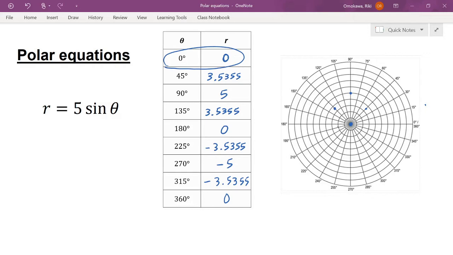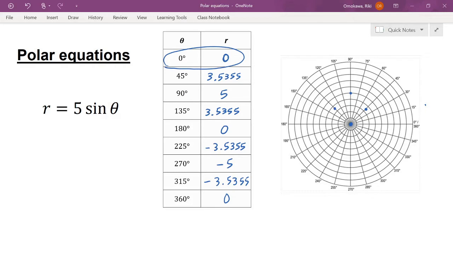So for example, 225 is here, but then minus 3.53, we're going to go backwards, and we're back at this point that we graphed already. Same with 270, negative 5. 270 is here, but then we go backwards 5. Boom. So, really we should be graphing more points, like in between 0 and 45, in between 45 and 90. In between each of these points we have.